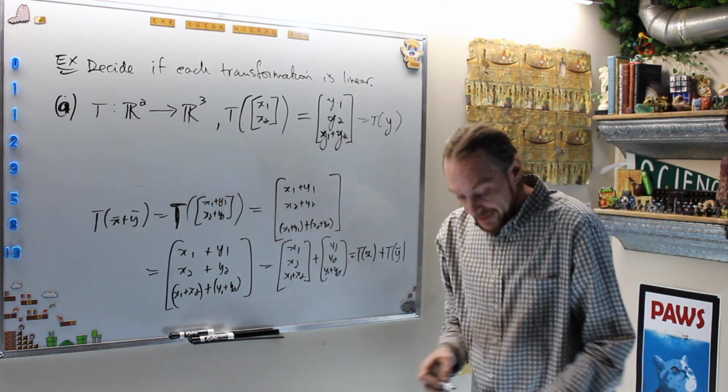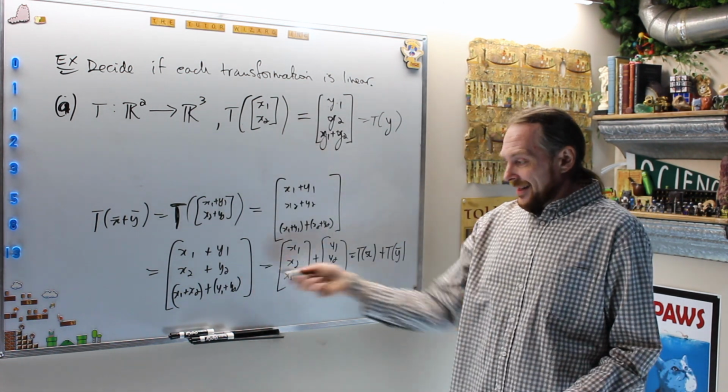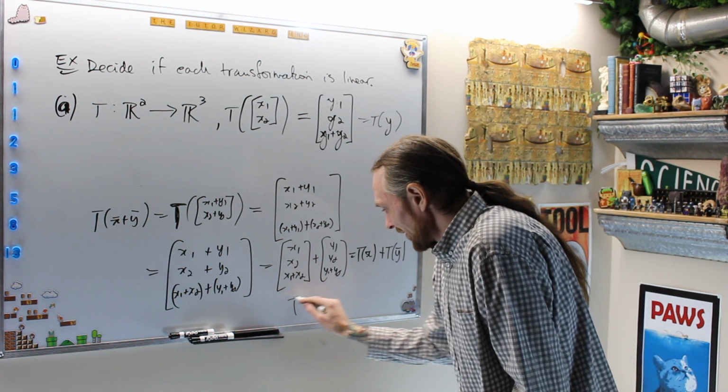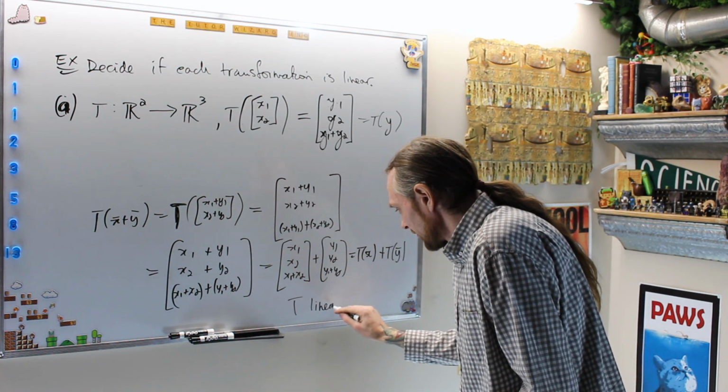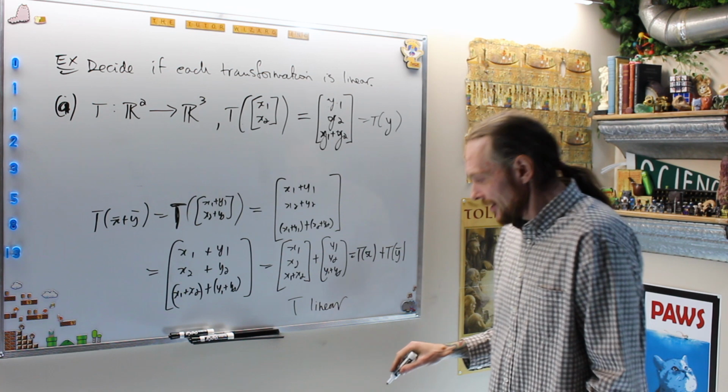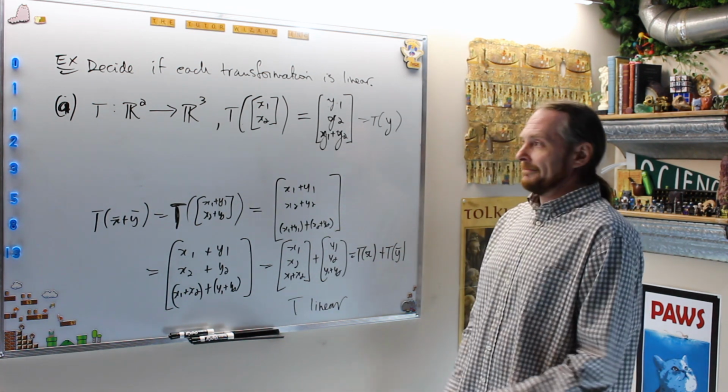So 0 maps to 0. It spits out scalars and it splits sums. T is definitely linear. Sentence fragment: T linear. No time for words.